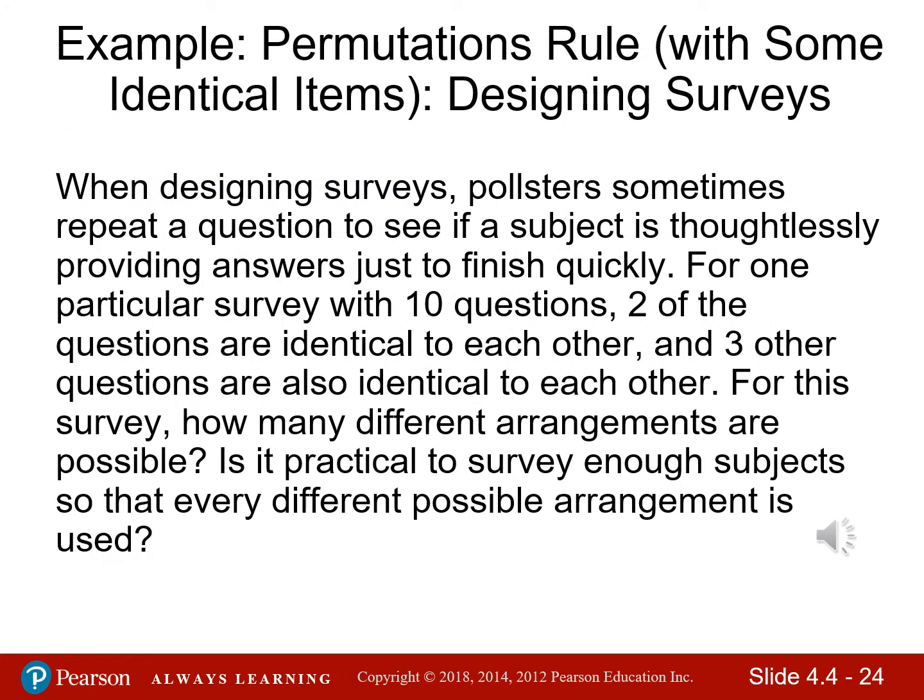Let's consider this example of designing a survey using the permutation rule with some identical items. When designing surveys, pollsters sometimes repeat a question to see if a subject is thoughtlessly providing answers just to finish quickly. For one particular survey with 10 questions, 2 of the questions are identical to each other, and 3 other questions are also identical to each other. For this survey, how many different arrangements are possible? Is it practical to survey enough subjects so that every different possible arrangement is used?